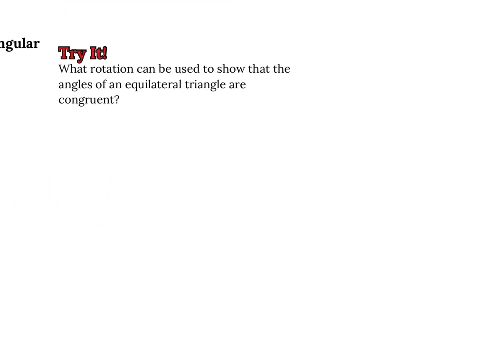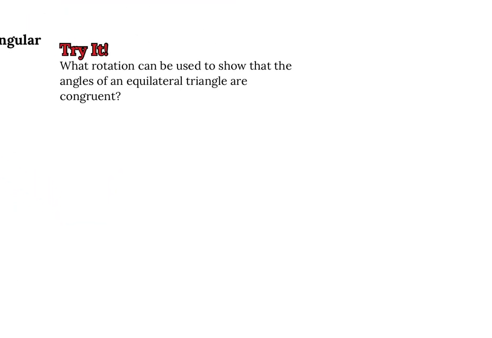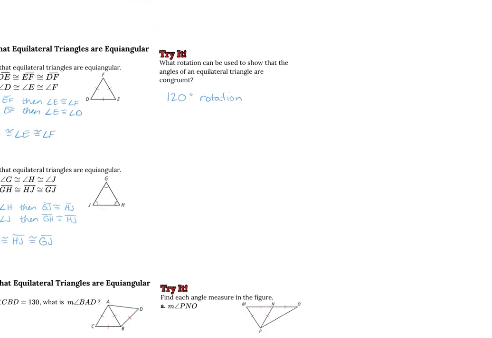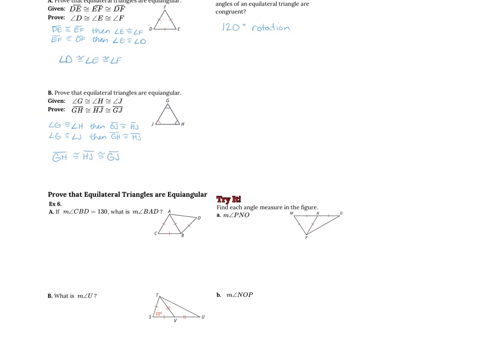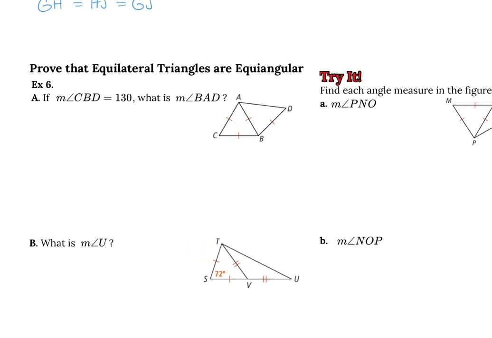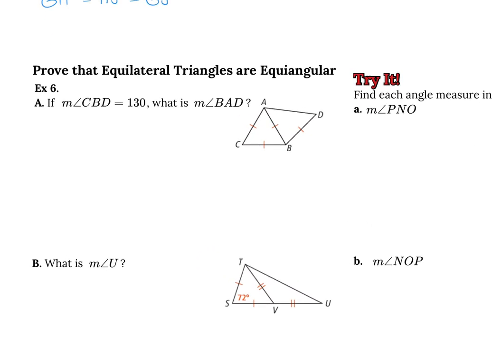Okay, next we want to look at the triad. What rotation can be used to show that the angles of an equilateral triangle are congruent? By having a 120 degree rotation and having the triangle map onto itself, we would be able to prove that it is equilateral. All right, example 6.